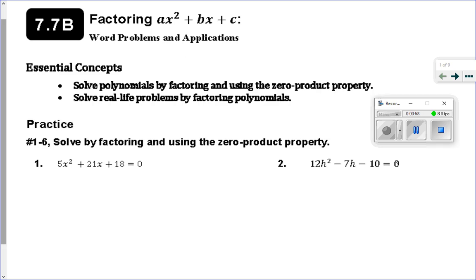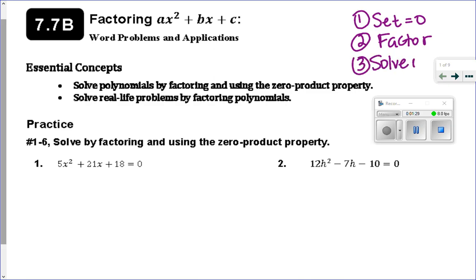So, a really quick recap before we start. Step number 1, no matter what, is make sure that it is set equal to 0. If it isn't, move everything so that all your terms are on one side and nothing is on the other side, so it's equal to 0. Then you'll apply what you learned and practiced over the last day or two, and factor these trinomials. And then once you have it written in factored form equal to 0, then we can solve with the zero product property. So that's our game plan each time.